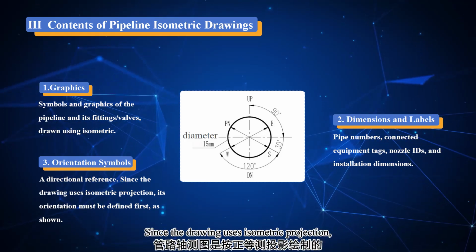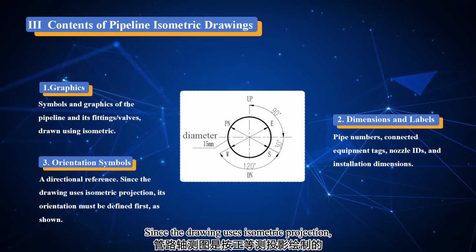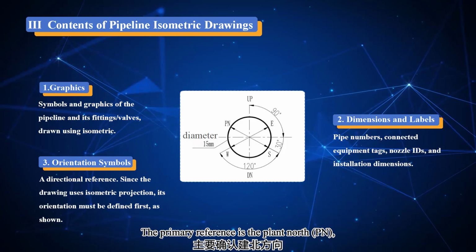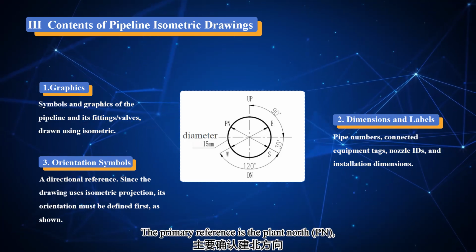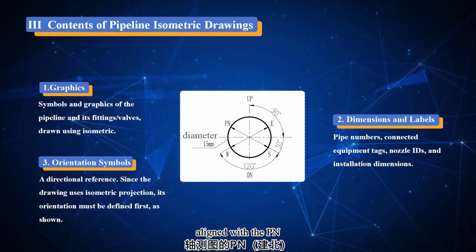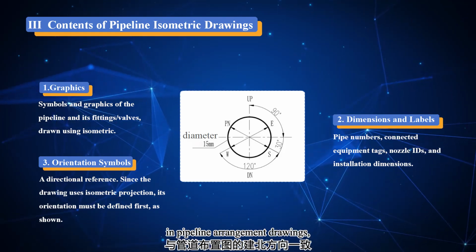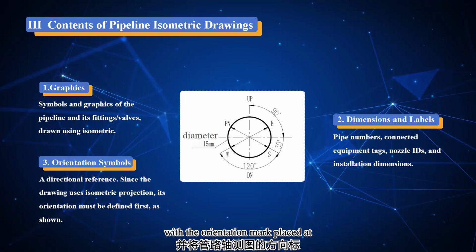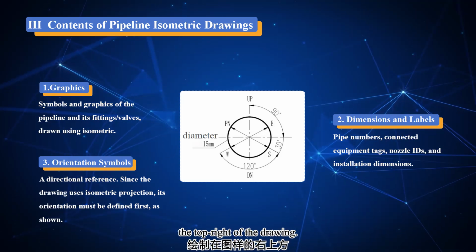Since the drawing uses isometric projection, its orientation must be defined first as shown. The primary reference is the plant north, aligned with the PN, with the orientation mark placed at the top right of the drawing in pipeline arrangement drawings.